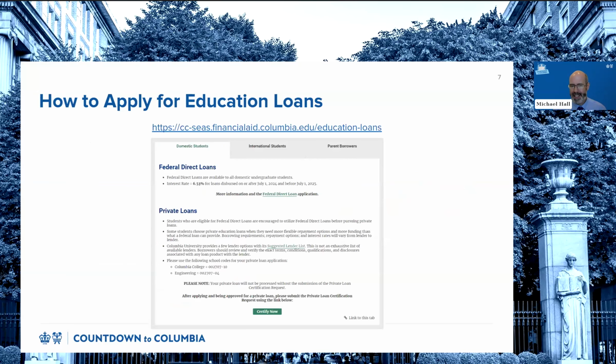Okay. So how do you apply for these loans? And what if that still doesn't suit your interest? First off, we have our website here. I have our link to the loan section of our website at the top there, and there's lots of good information about all these loan programs there.